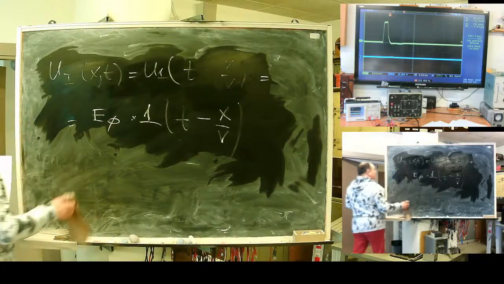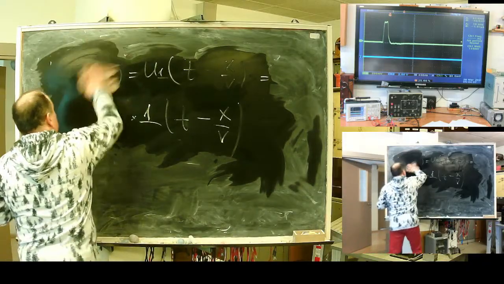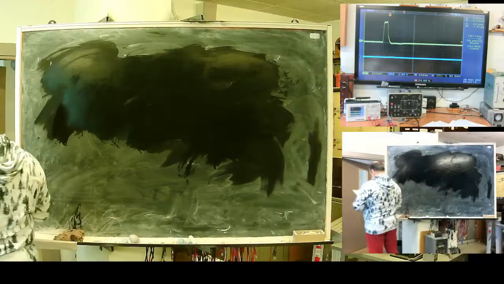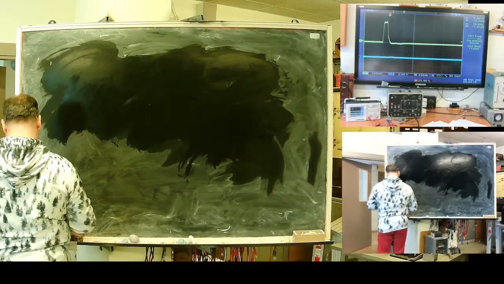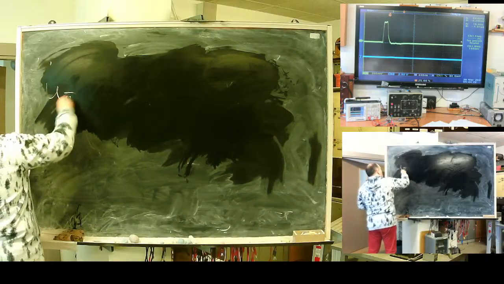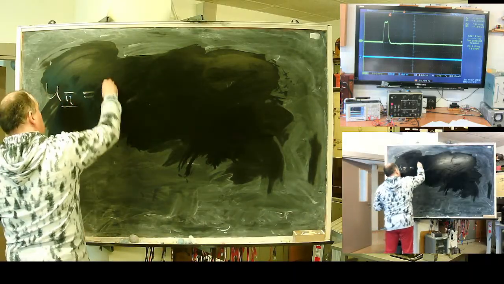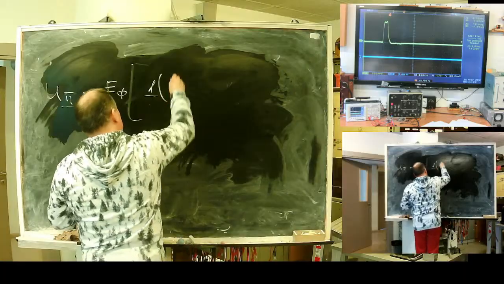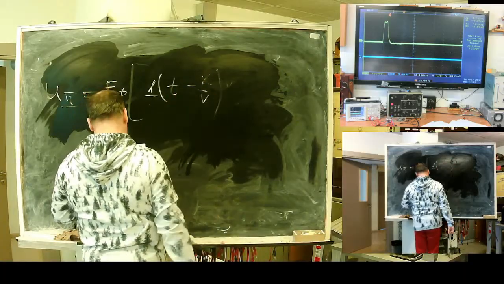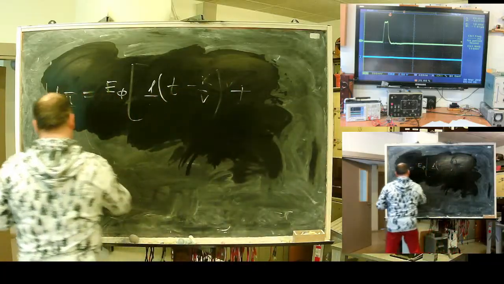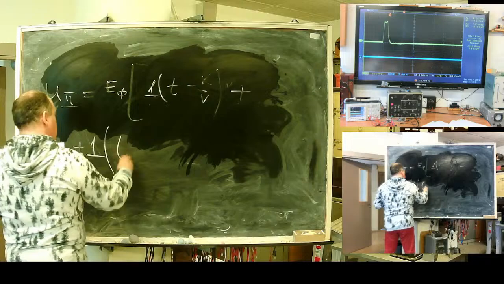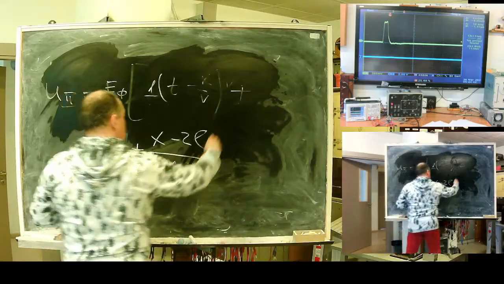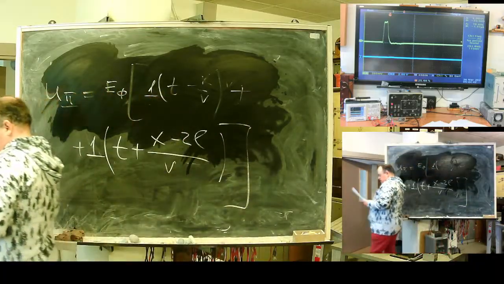For the second stage, I will get E0 multiplied by switch on function t minus x divided by v plus switch on function t plus double a divided by v, where v is propagation speed and a is line length.